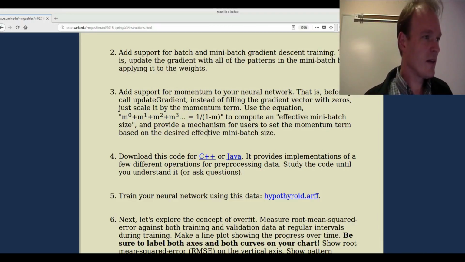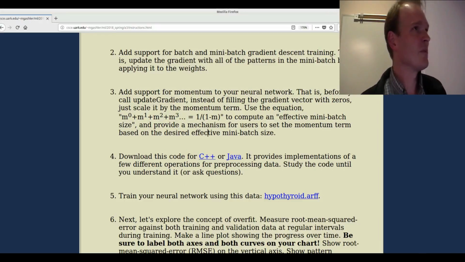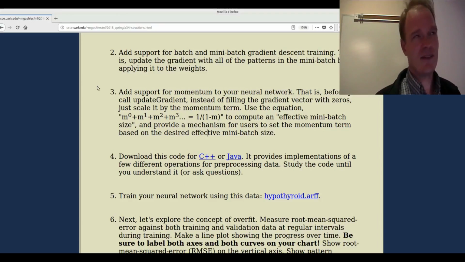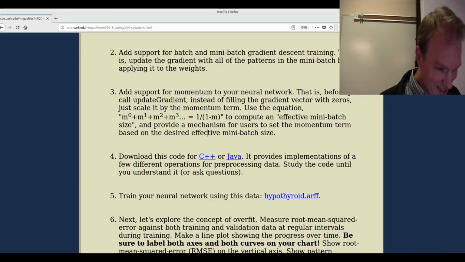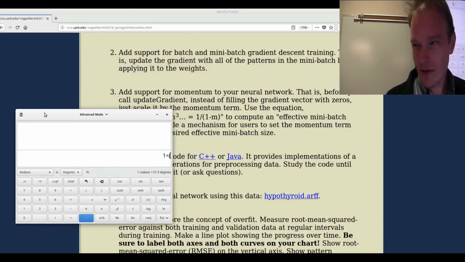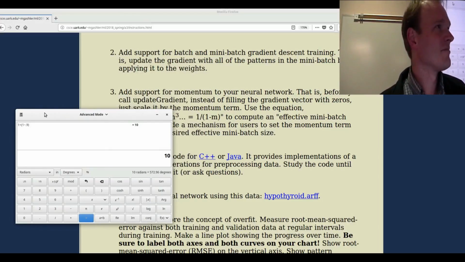What's 1 plus 90% of 1 plus 90% of 90% of 1 plus 90% of that plus 90% of that plus 90% of that plus 90%, and so on? The equation's right there. Come on, do it. Fine, I'll do it. It's 1 over 1 minus 0.9, which is 10.